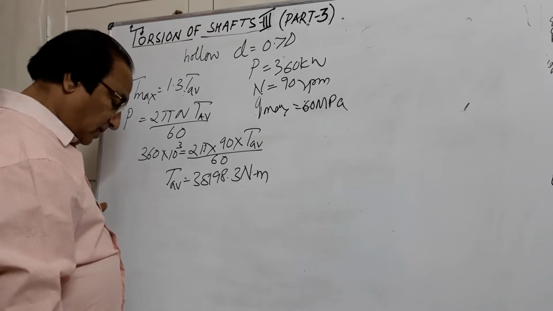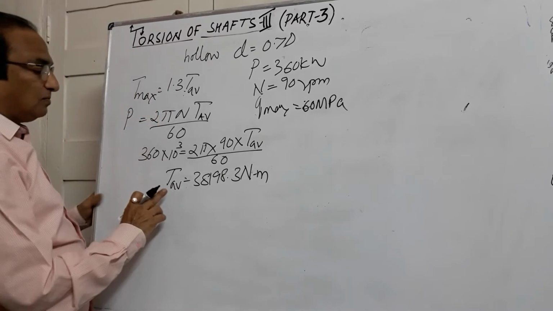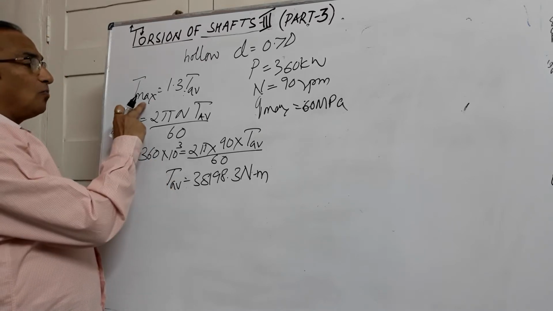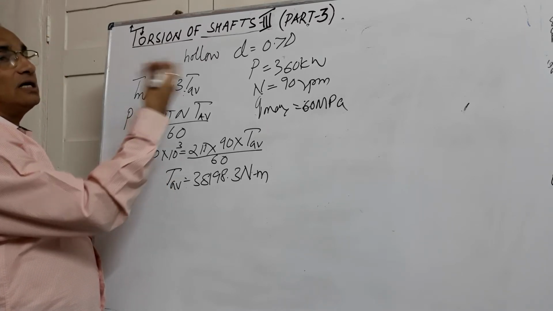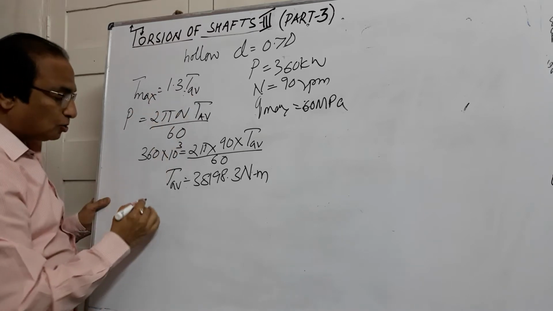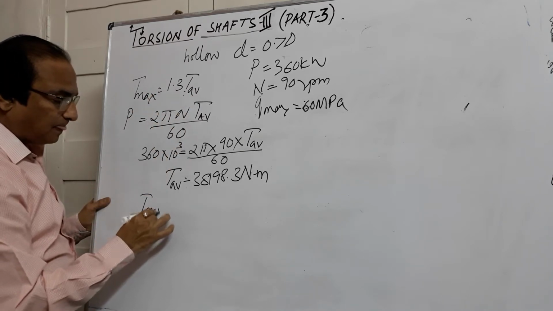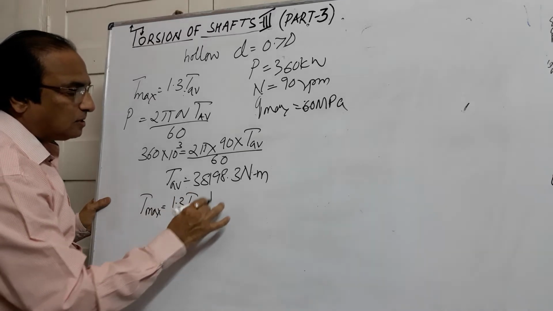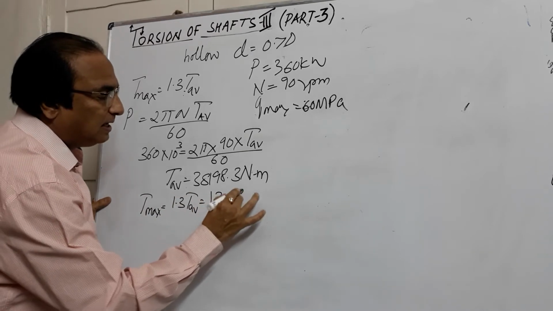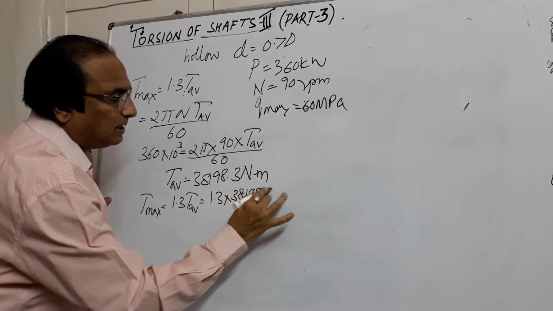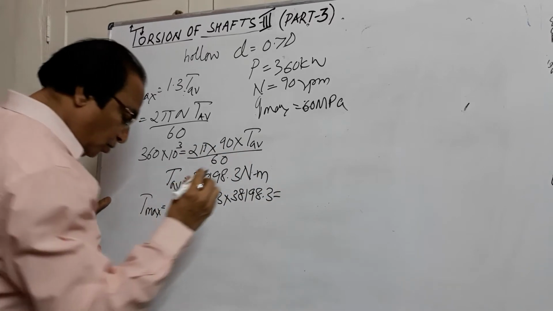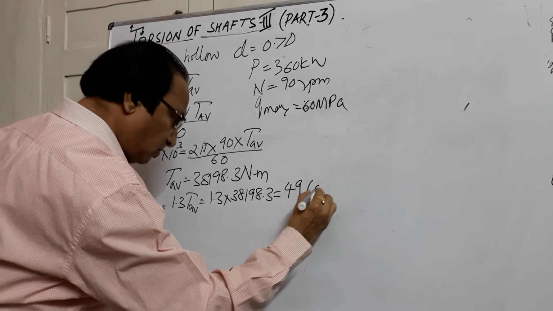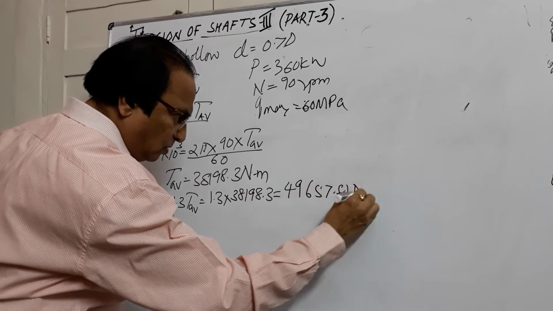So once you determine this, what we are determining is the average torque. The problem says that the torque it will be attaining at maximum is 30% in excess of the average. So we will find out T max. This is equal to 1.3 times T average, which is 1.3 times 38198.3. If you simplify this, you get the value of maximum torque as 49657.81 Newton meter.